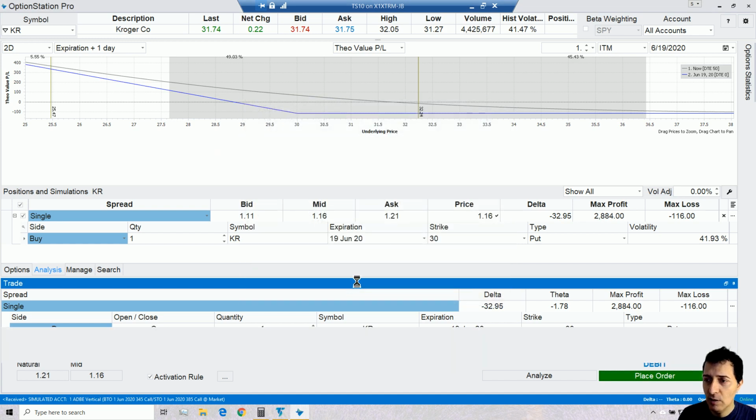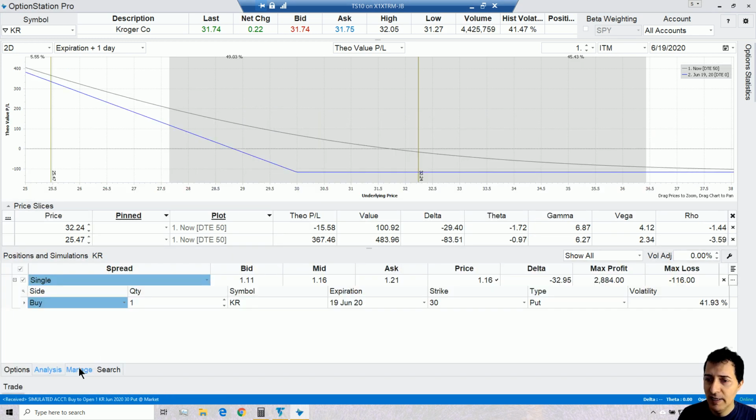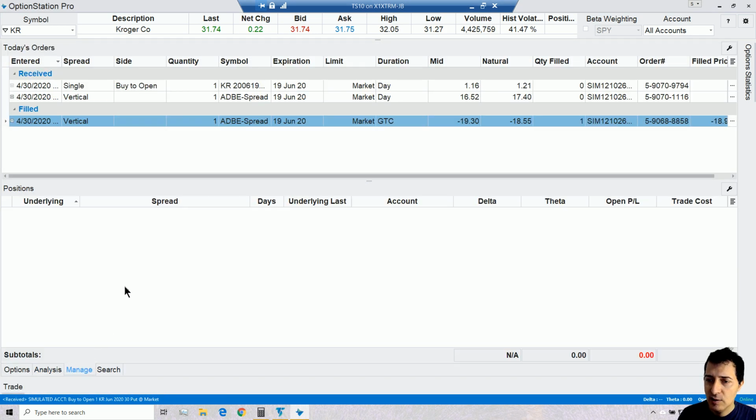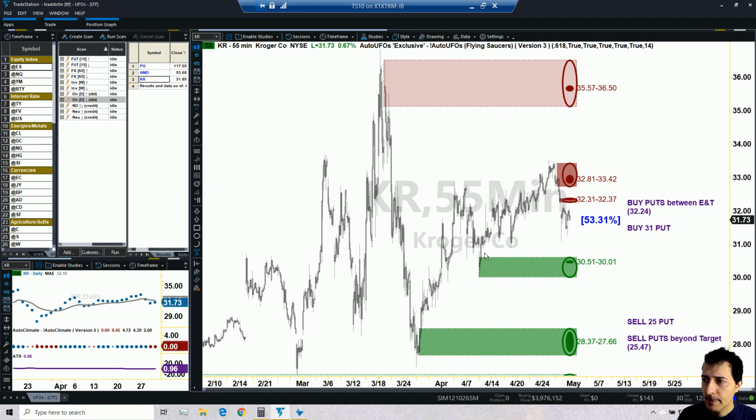So I'm going to click yes. The order is being placed, okay, received. If I look at the manage tab, I now have a buy to open order for KR waiting to get filled based on my activation rule. So we have it.